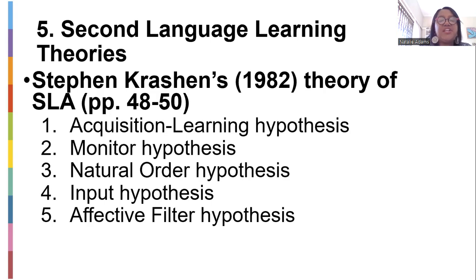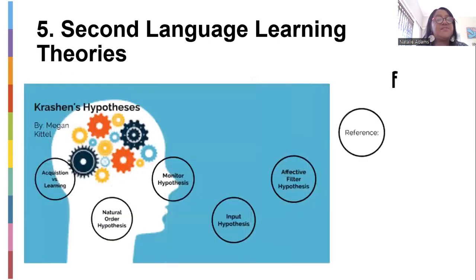So they're saying that second language learning happens in a certain way. The first one is the acquisition learning hypothesis. The second one is the monitor hypothesis. The third one is the natural order hypothesis. The fourth one, the input hypothesis. And the fifth one would be the affective filter hypothesis. So what do we mean?